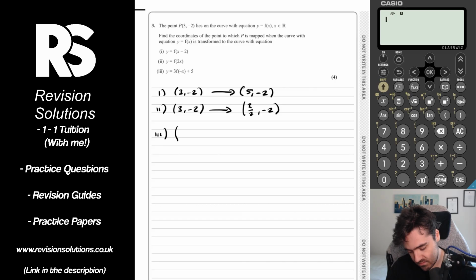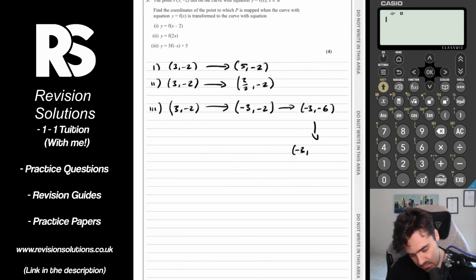So for us, that's going to be multiplying the x coordinates by -1 first. So we'll start with 3 minus 2. Then it would become, well, division if you really want to think about it, but dividing and multiplying by -1 is the same thing. So -3 minus 2. Then multiplying the y coordinate by 3. So that would become -3 minus 6. And then adding 5 to the y coordinate. So the final answer would be -3 minus 1.